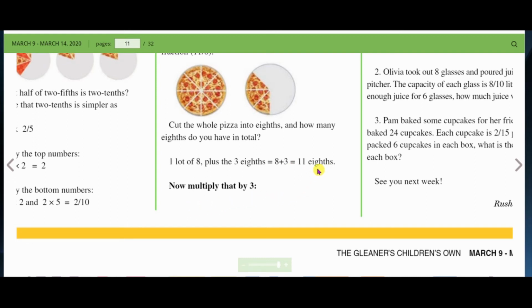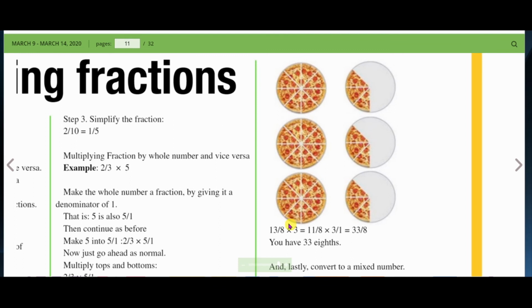Now multiply that by 3. So this is what we would have. We would have 8, 8, 8, and we have 3 sets of this. And then we have the 3 eighths here, and we have 3 sets of this. So we would have 8 and 8 and 8. So 8 threes would be 24. 24 and 3 here would be 27, and 3 30. 30 and 3, 33/8.